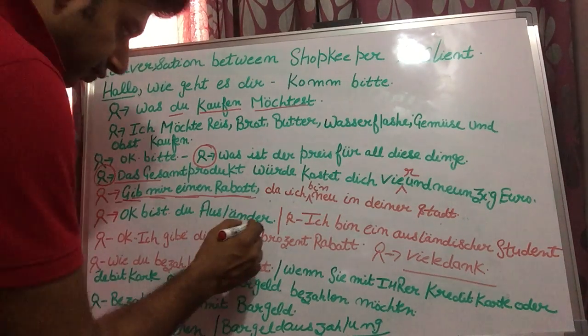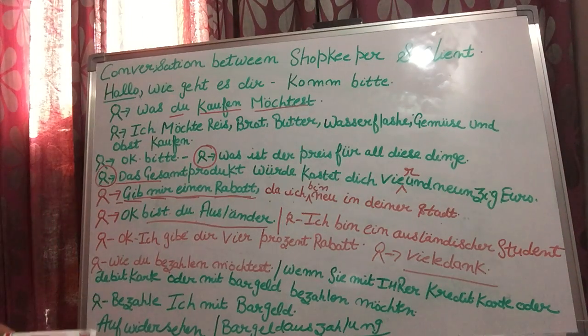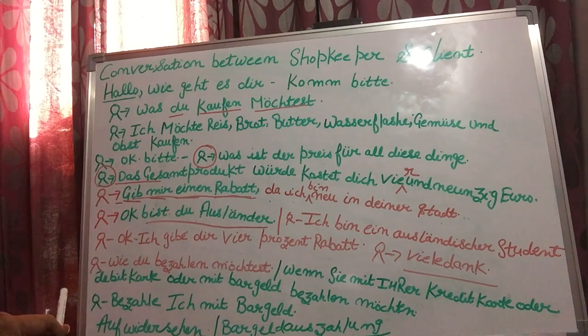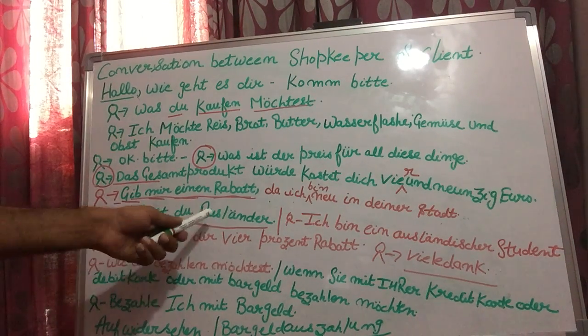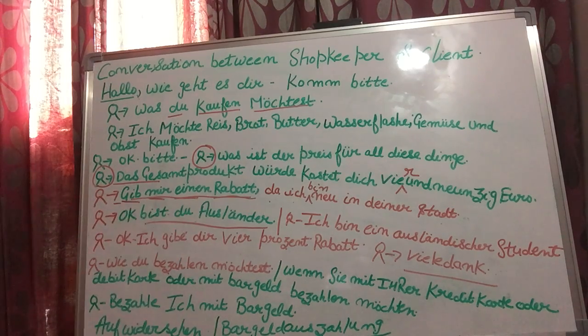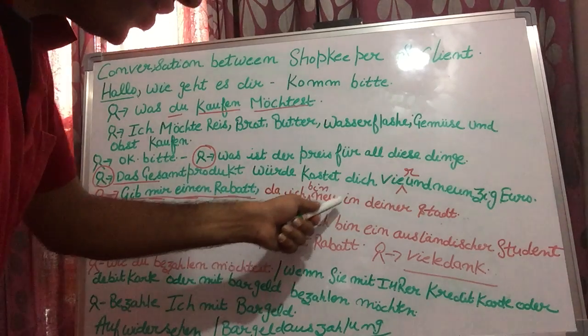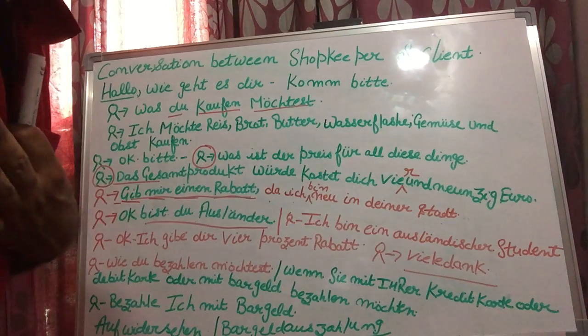Are you the foreigner? Ausländer. He's asking, bist du Ausländer? Are you the foreigner? He's asking. Ausländer is foreign. He's asking, okay, because you're saying, ich bin neu in deiner Stadt. I am new in your city.